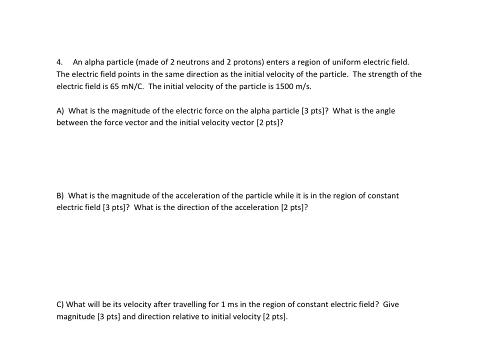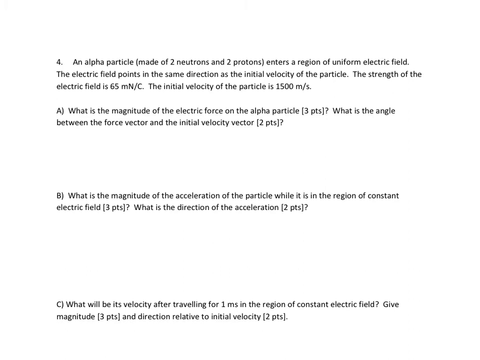Here we have the final problem. An alpha particle made of 2 neutrons and 2 protons enters a region of uniform electric field. The electric field points in the same direction as the initial velocity of the particle. The strength of the electric field is 65 millinewtons per coulomb. The initial velocity of the particle is 1500 meters per second. A. What is the magnitude of the electric force on the alpha particle, and what is the angle between the force vector and the initial velocity vector?